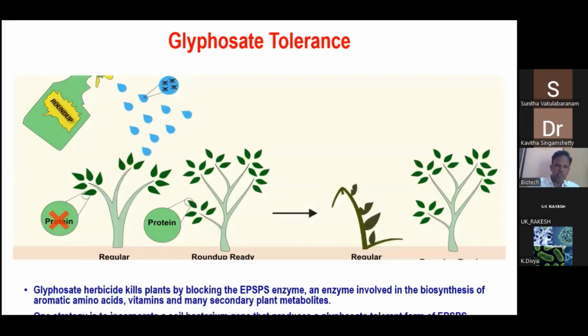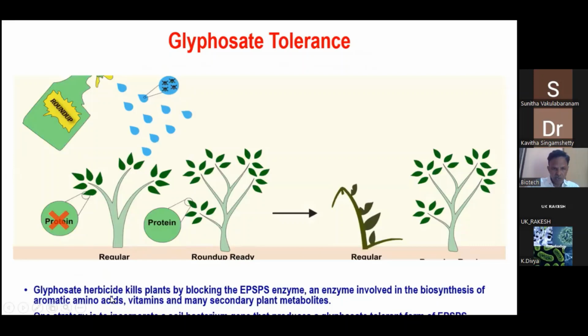This is what happens. Glyphosate. So they spray glyphosate. Glyphosate is also called Roundup chemical. Okay. So they spray glyphosate on this particular plant and this particular plant. This is a regular plant. This is a Roundup ready plant. Okay. So when you spray Roundup, this will die, but this will not die because it has EPSPS gene.